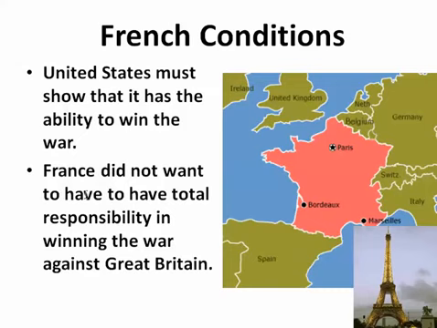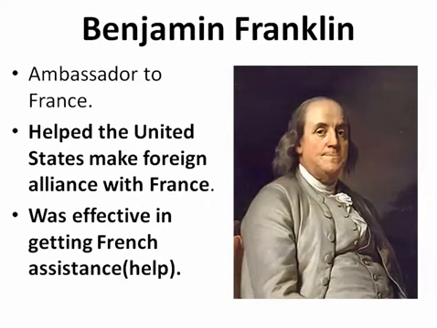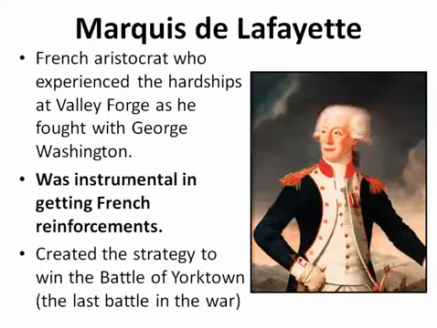So one of the conditions the French put up is that the United States has to show that it has the ability to win this war. France did not want to have the total responsibility to win the war for the Americans. So Benjamin Franklin gets the help of a French aristocrat, a very wealthy Frenchman named Marquis de Lafayette. And Marquis de Lafayette is experienced in military, very educated in military strategy.